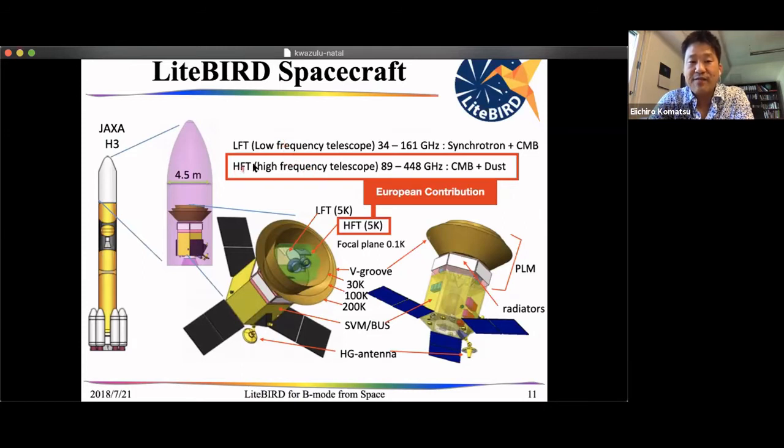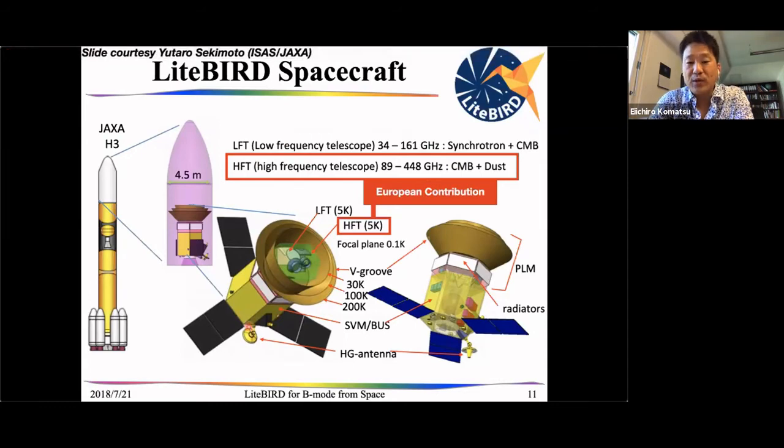And this high frequency telescope is a European contribution, the low frequency telescope and launcher and bus system is a Japanese contribution. And Americans and Canadians will produce detectors and readout system. So this is a really multinational, truly international collaboration.